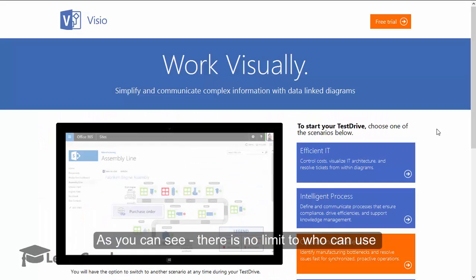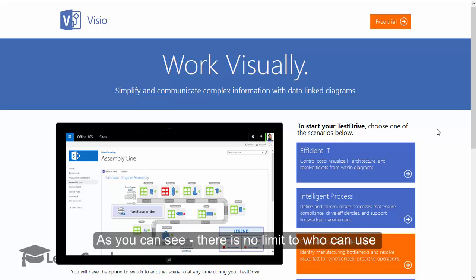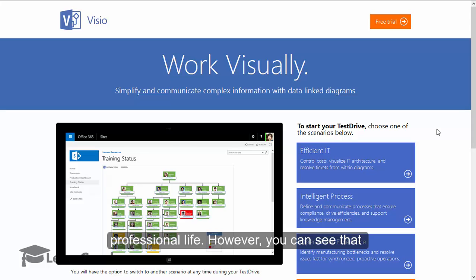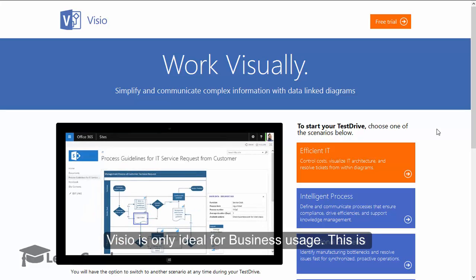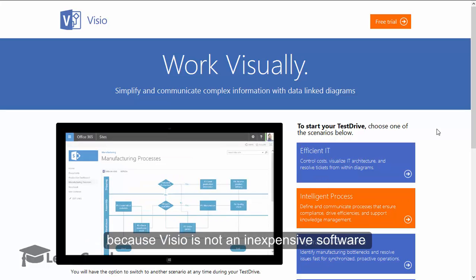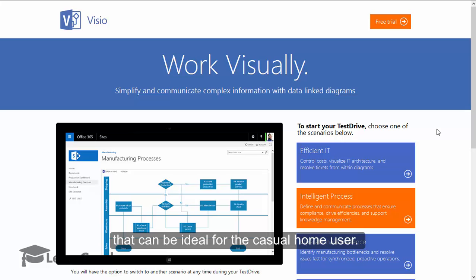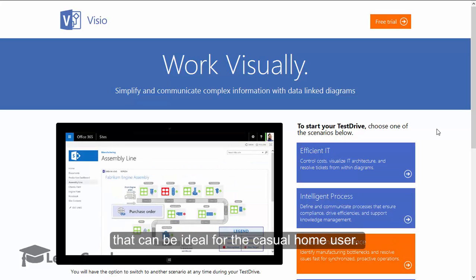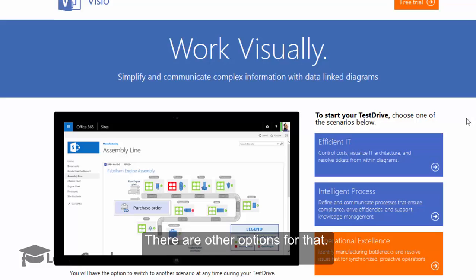As you can see, there is no limit to who can use and how Visio can be used in your professional life. However, you can see that Visio is only ideal for business usage. This is because Visio is not an inexpensive software that can be ideal for the casual home user. There are other options for that.